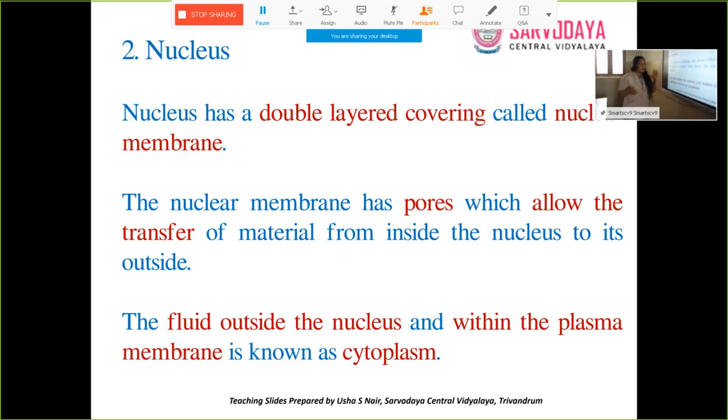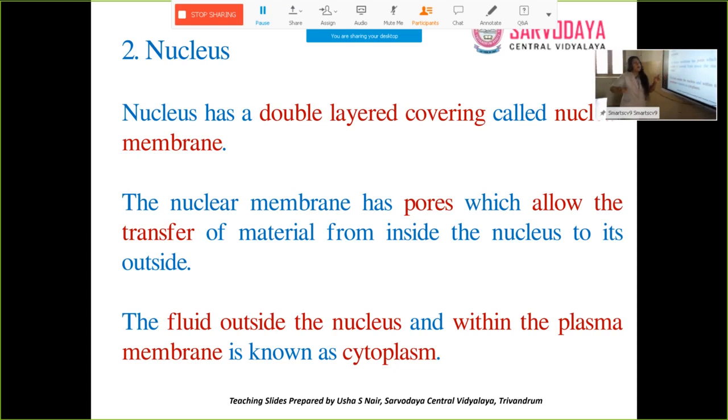Okay, let's move on. The fluid outside the nucleus and within the plasma membrane is known as the cytoplasm. The cytoplasm is a jelly-like substance which is in the cell. I've mentioned in the text also that it is the fluid outside the nucleus and within the plasma membrane. You can write it as a jelly-like substance, or you can mention it like this also. The fluid outside the nucleus and within the plasma membrane is known as cytoplasm. We have read earlier, the nucleus is an oval, spherical, dot-like shaped structure which is found in the cell.